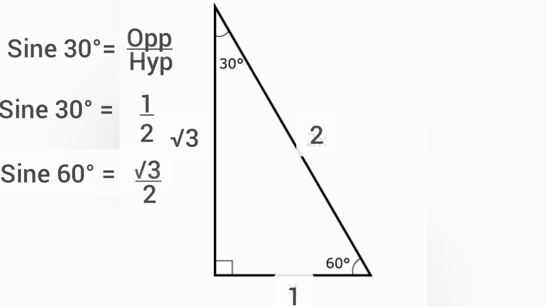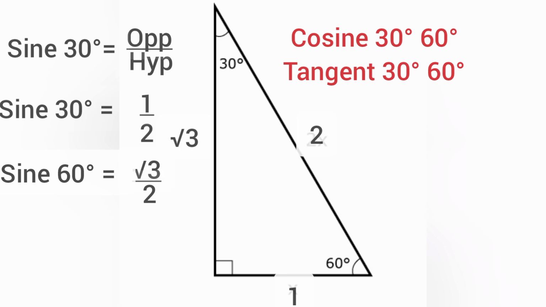Now I will leave you to work out the cosine and tangent of 30 and 60. You can pause the video and write out the cosine and tangent of 30 and 60.